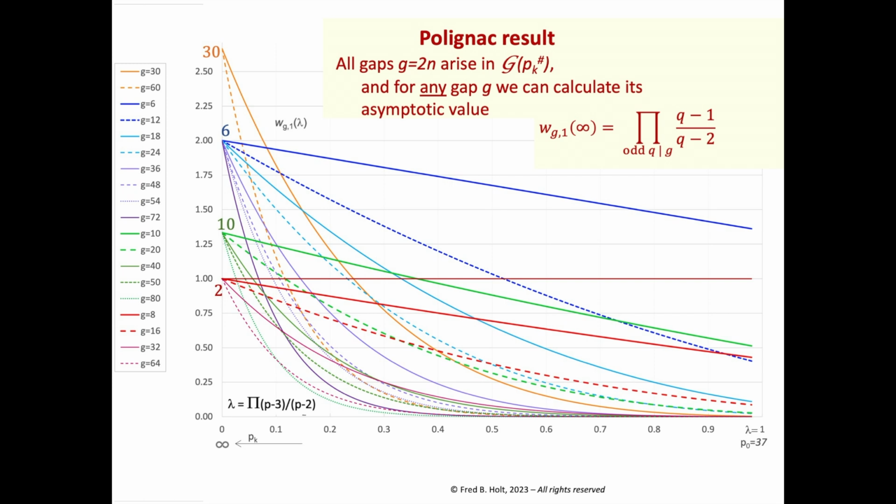The asymptotic value for any gap G is a product of (Q minus 1) divided by (Q minus 2) as Q runs over all the odd primes dividing the gap. And this is exactly the coefficient that Hardy and Littlewood anticipated. They estimated this and conjectured that these would be the ratios. They are indeed the ratios, or become the ratios, in the cycles of gaps.